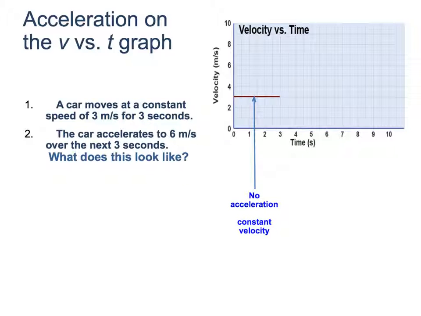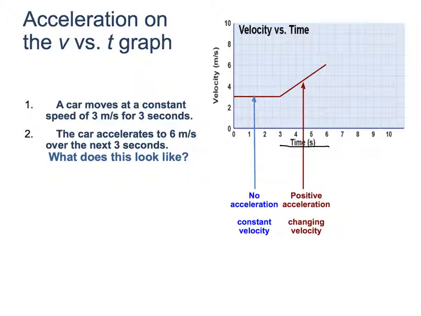The car is then going to accelerate to 6 meters per second over the next 3 seconds. What would this look like? So now that there's acceleration from 3 to 6 seconds, we're going from 3 here to 6 here, and the straight line between those is your positive acceleration, or your changing velocity.